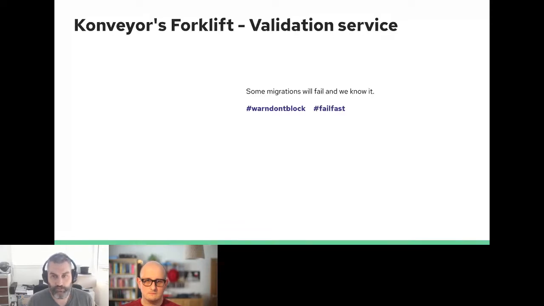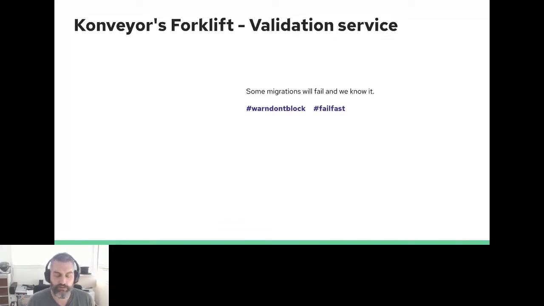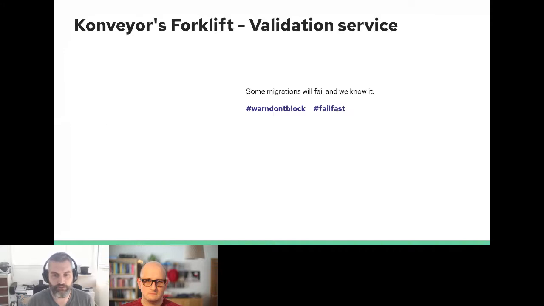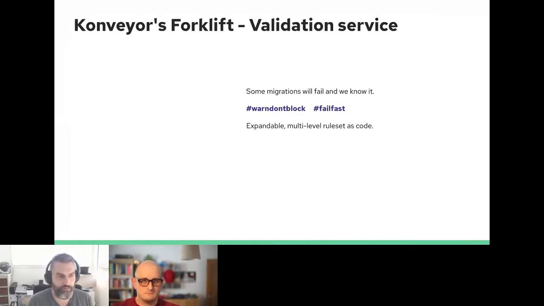And the second idea is fail fast. Sometimes we know that there is absolutely no way for the VM to migrate. So even if the user has clicked on the migrate button, we can still fail really fast in the validation stage. For that, what we wanted to have is an expandable and multi-level rule set. The problems we may face may happen due to the VM configuration or the host or cluster configuration on the VMware side. So we want to be able to analyze many components of the VM, including its infrastructure.